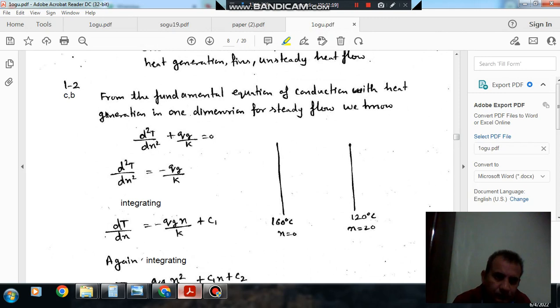So now, the fundamental equation of heat conduction with heat generation for steady flow is d square T by dx square plus qg by k equal to 0. As steady flow is taking place, the time term is 0, and qg is the heat generation factor. So we can take d square T by dx square equal to minus qg by k.